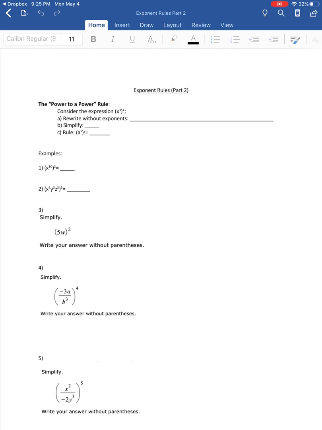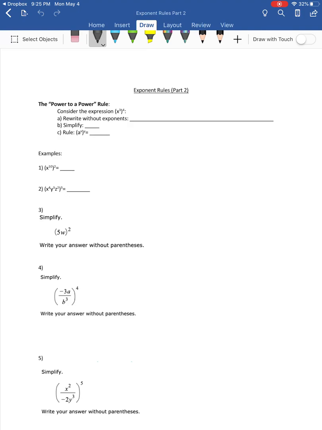Okay, so this is the next part of the exponent rules lessons. All right, so first thing we want to go over is what's called the power to a power rule. Okay, so here's how we'll determine how that works.